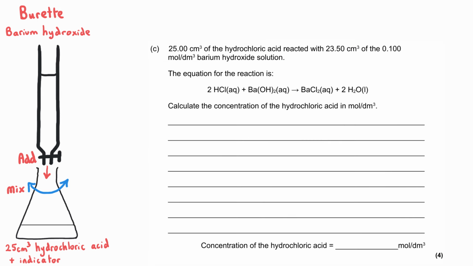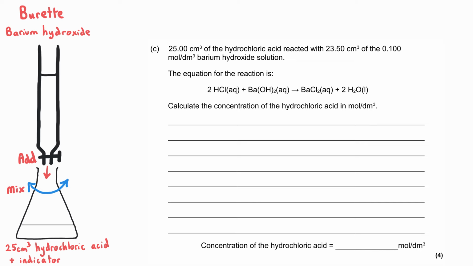25 cubic centimetres of hydrochloric acid reacted with 23.5 cubic centimetres of 0.1 moles per decimetre cubed barium hydroxide solution. And the 25 cm cubed of hydrochloric acid will have been measured with a pipette and put into the conical flask with some indicator, and the barium hydroxide must have been in the burette and added from the burette to the conical flask with thorough mixing. And we know that it must be this way around because the volume of barium hydroxide is very precisely 23.5, and we need to use a burette in order to measure that specific volume accurately.